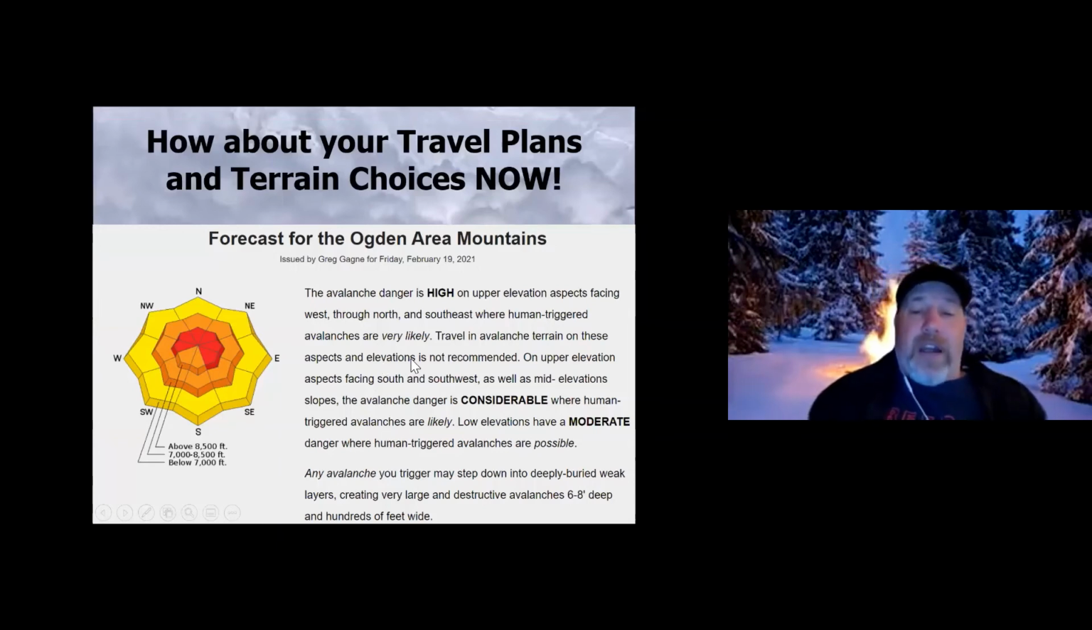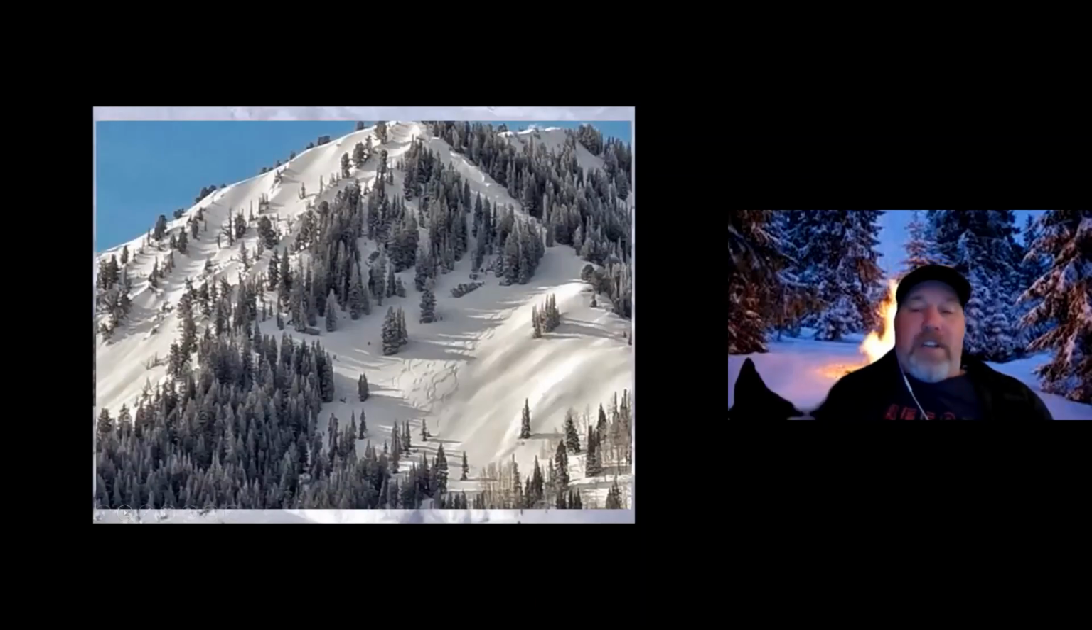We have human-triggered avalanches likely in avalanche terrain, on all aspects and elevations. And it also says down here, the avalanche you trigger may step down to a deeply buried layer, creating large and destructive avalanches, 6 to 8 feet deep and hundreds of feet wide, right? So now I'm getting into a questionable zone. We can certainly affect this zone here, and this zone here. Maybe not so much over in this area because it's going to run into a completely different zone. So maybe my decisions are going to be different.